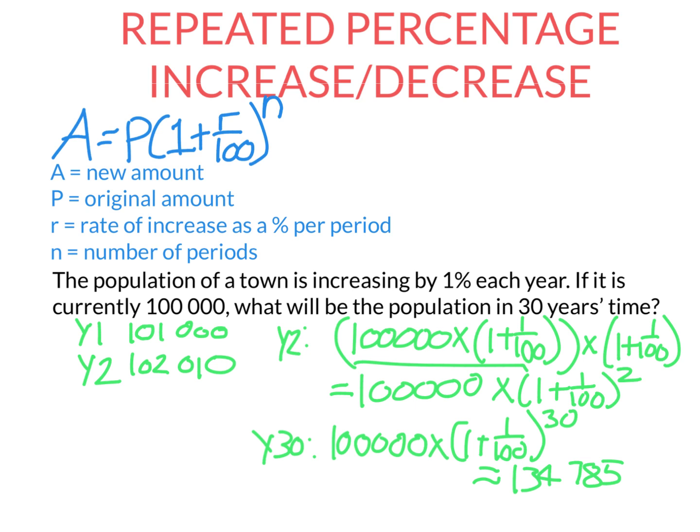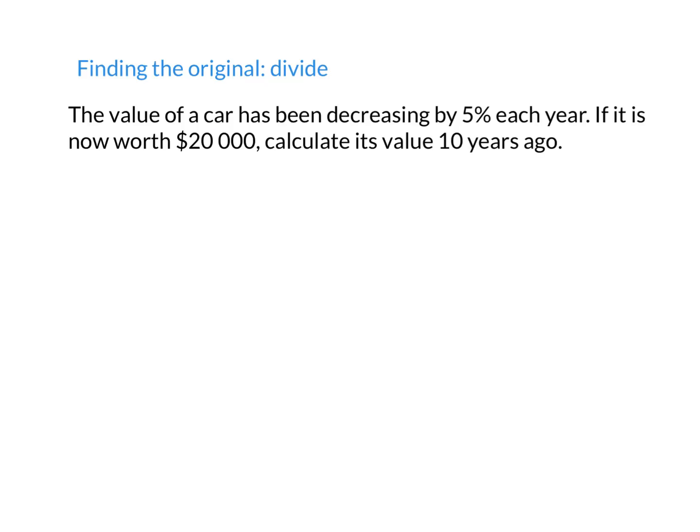All right, let's now look at another example. So the value of a car has been decreasing by 5% each year. If it is now worth $20,000, calculate its value 10 years ago. So we're looking for the original. We're looking for what we started with, had percentages applied to it, and ended up at $20,000. So we're going to use a similar formula to the one on the previous slide, but because this involves decreasing, instead of being 1 plus R over 100, it's going to be 1 minus R over 100.